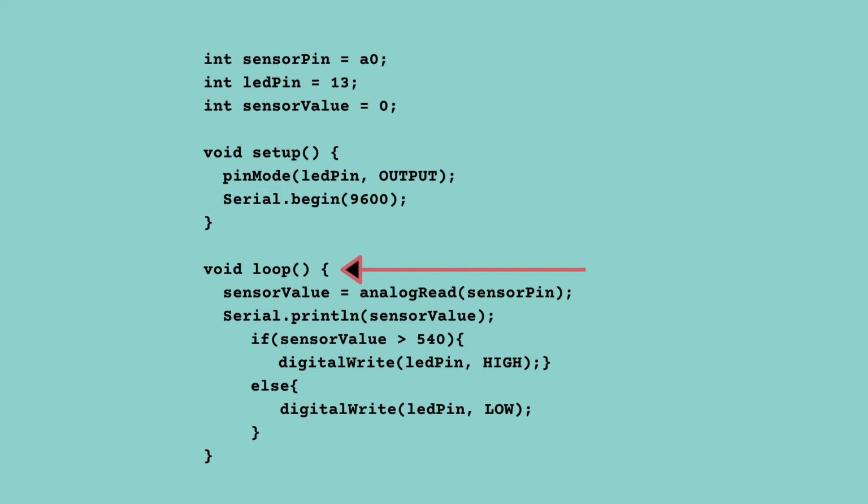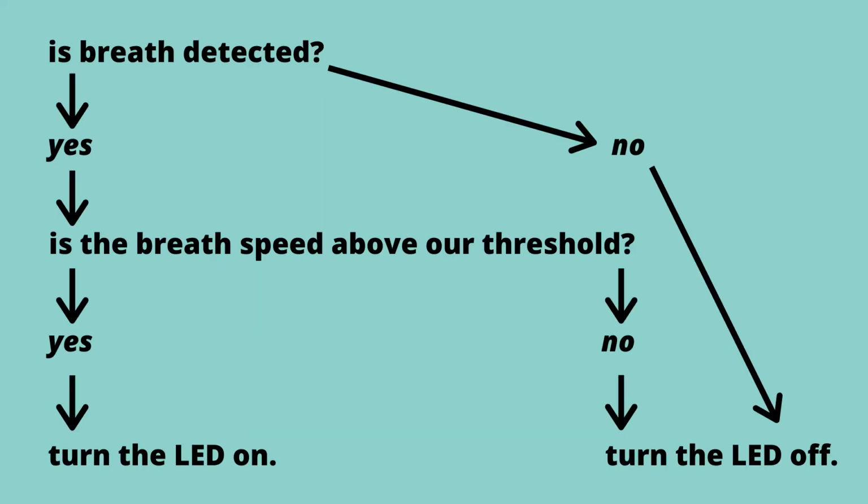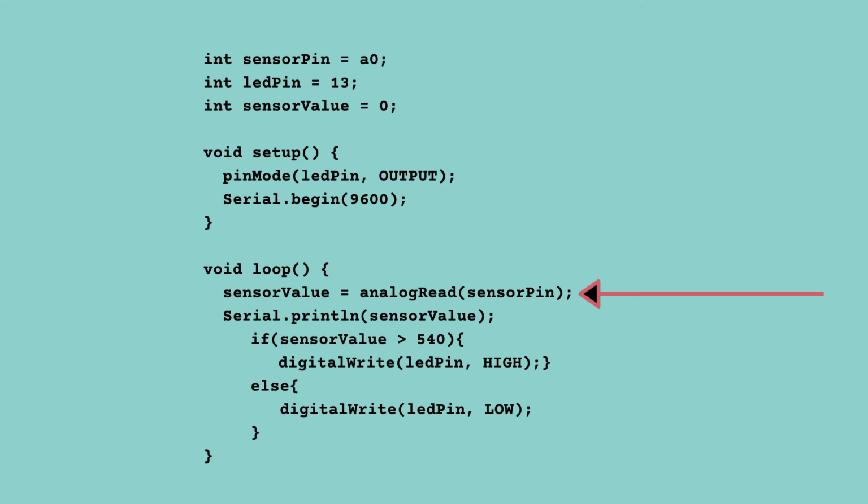The way this code works is that we get a value from the sensor that corresponds to the wind or breath speed that it detects. We then use this to turn the LED on or off, depending on how high the value is, which is to say how strong the wind or breath is. So the first thing we need to know is the value from the sensor.